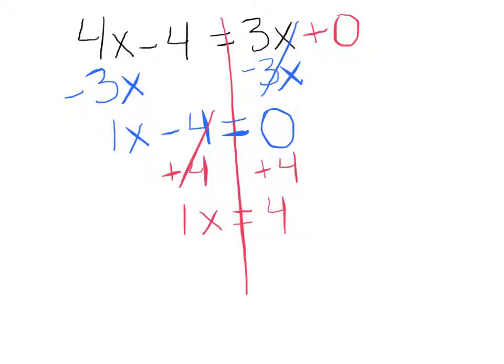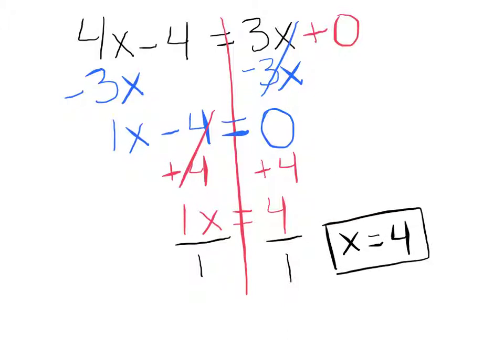Now, it looks like we still have one last step to do, like we have to divide by 1, but what is 4 divided by 1? It's just 4 again. So our final answer is x equals 4. No matter what you do, whether you choose to move everything to the right-hand side or whether you choose to put that 0 in there as a placeholder, we've got 4 both times.